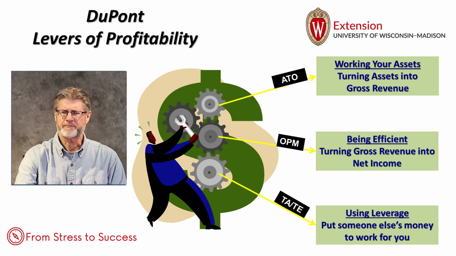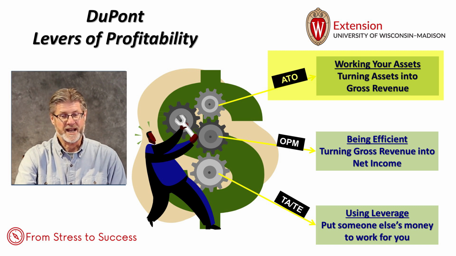The second analysis process is one that focuses on the 3 levers of profitability. It is called the DuPont system for financial analysis. Regardless of the kind of business, profitability is a result of these 3 primary levers. The first, and the starting point to profitability, is the ability of the business to generate gross revenues from the assets of the business. This ability can be measured and benchmarked through the asset turnover ratio, which has the acronym ATO.